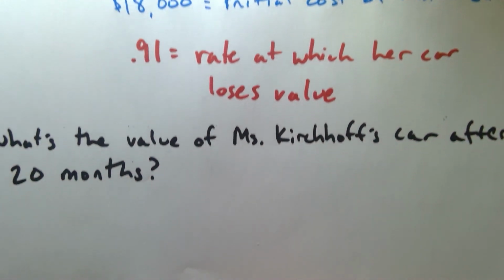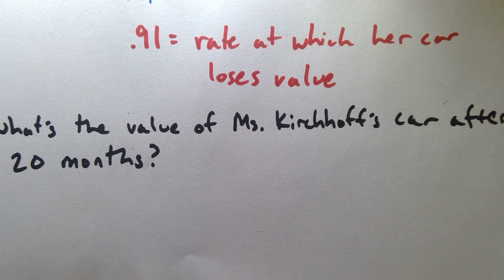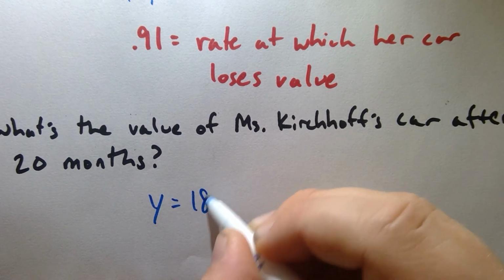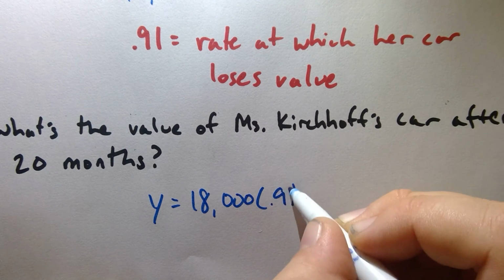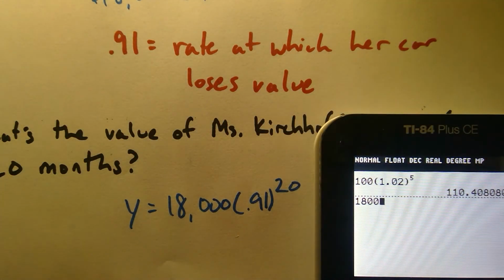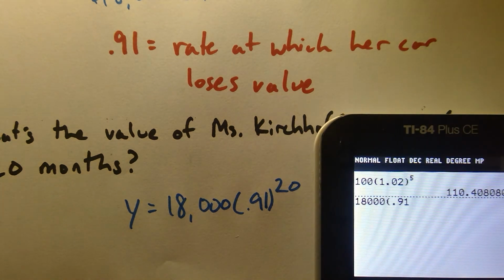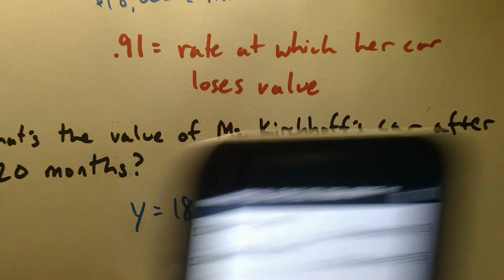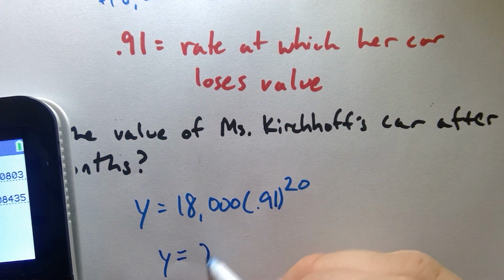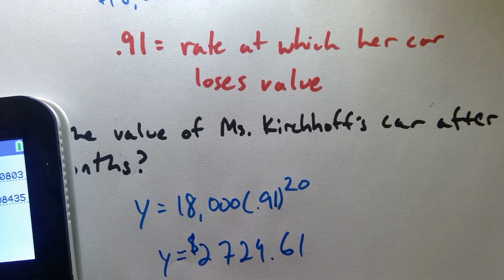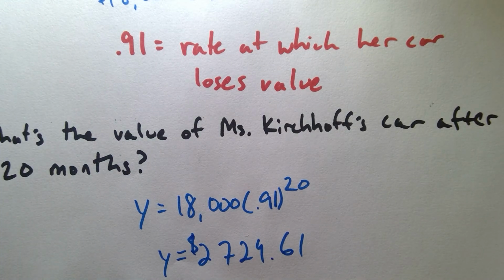So let's take a look at what the value of Miss K's car is going to be after 20 months. Once again, we'll break out the little calculator. Let's plug it in first. So y equals 18,000 times 0.91 raised to the 20th. That car's not worth a whole lot after 20 months. That's just under 2 years. So it's $2,729.61. So that car loses value real quick.